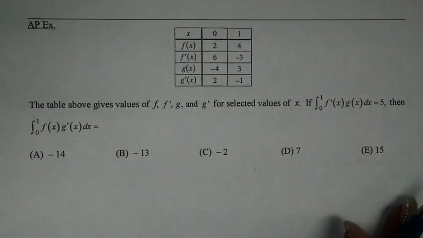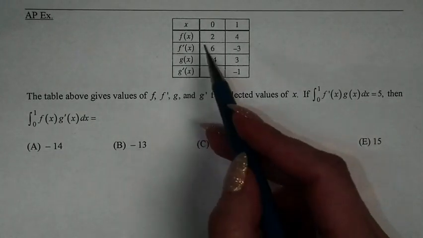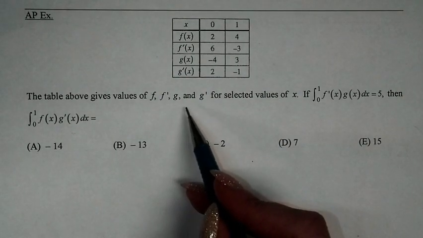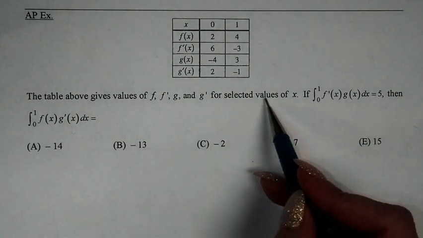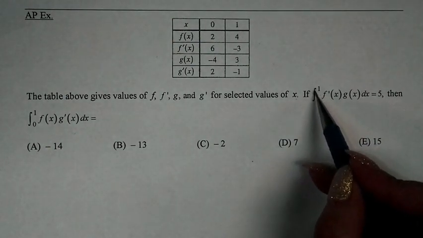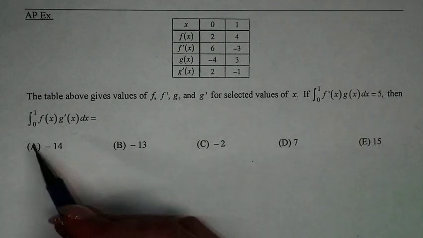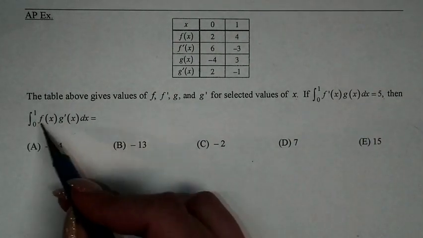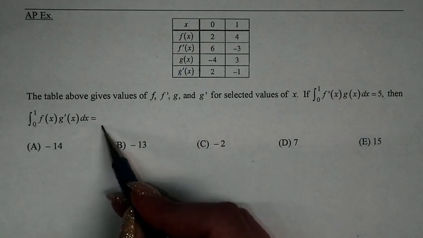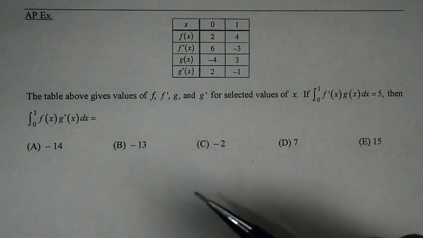Okay, another example that we have here is an old AP question. You have this table, right? This table gives you values of f prime of x and g prime of x for selected values of x. If the integral from 0 to 1 of f prime of x times g of x dx is equal to 5, then they are asking you to find the integral from 0 to 1 of f of x times g prime of x dx. So what are you going to do here? This one is screaming integration by parts.